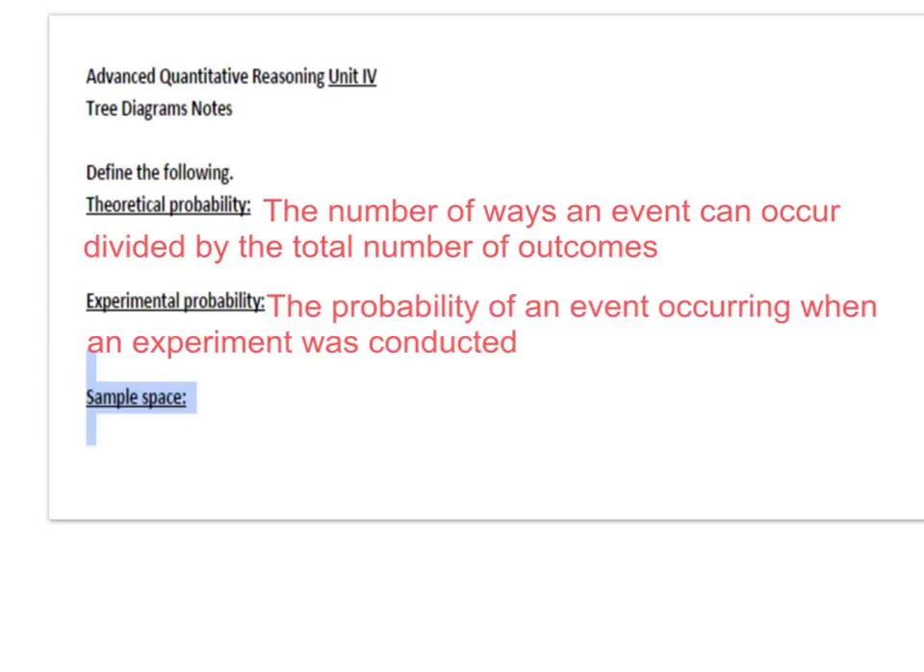A good way to remember the difference between theoretical probability and experimental probability is just thinking about it this way: theoretically speaking means in theory, what should actually occur based on probability. Whereas experimental means an experiment is happening. You're actually conducting the experiment.